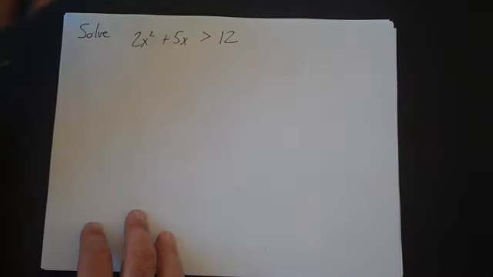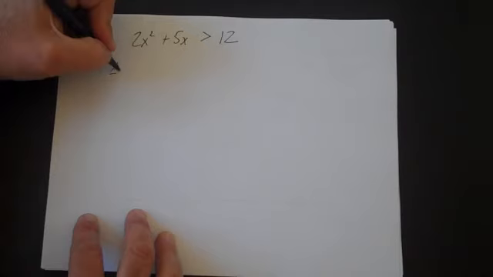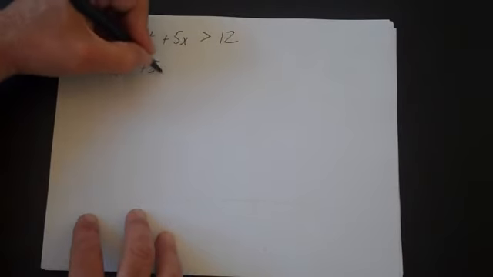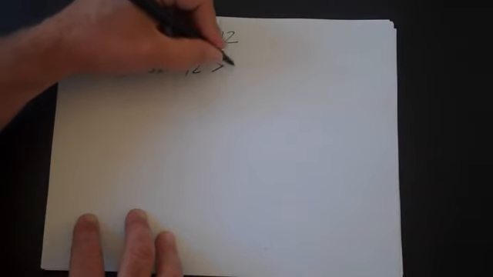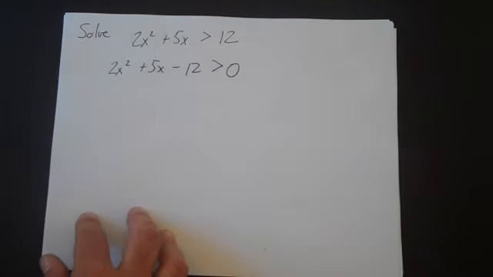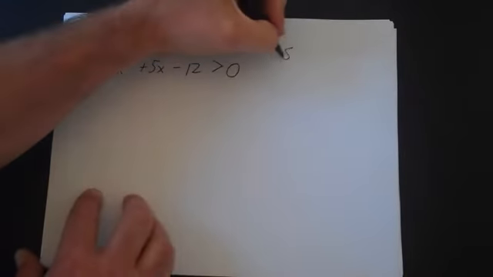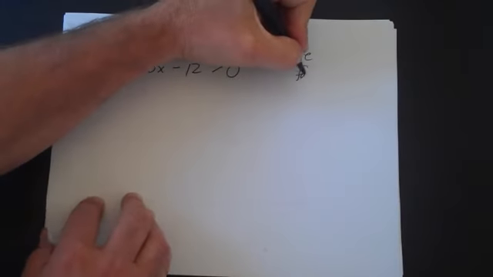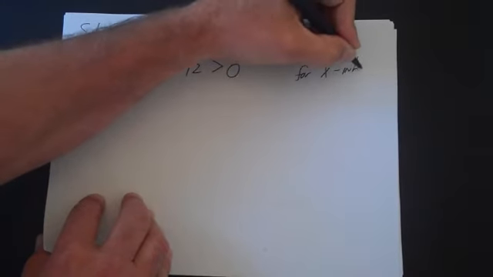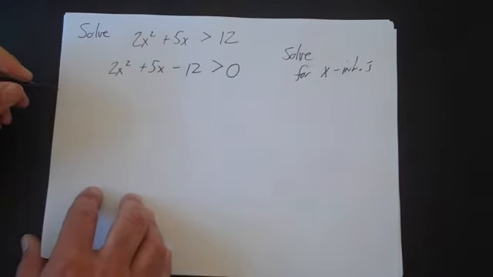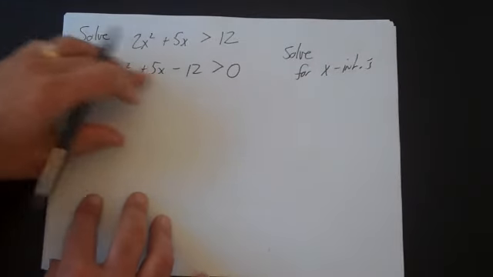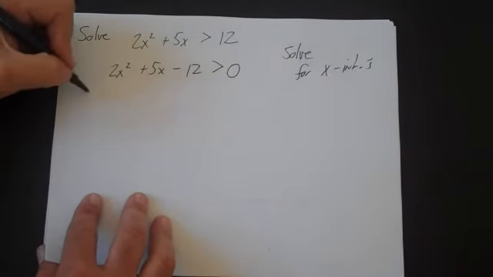Let's solve 2x squared plus 5x greater than 12. The first thing to do is rewrite this. It's going to be 2x squared plus 5x minus 12 is greater than 0. I'm going to need to first solve for the zeros, solve for the x-intercepts. They're called critical values in this case. In this case, I can either use the quadratic formula or factoring.